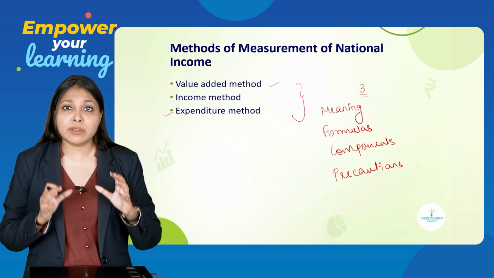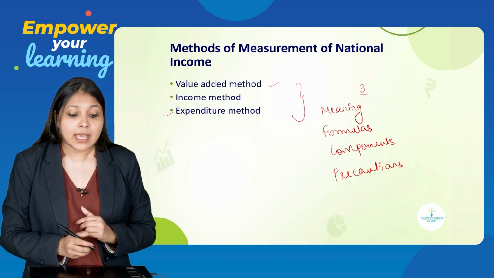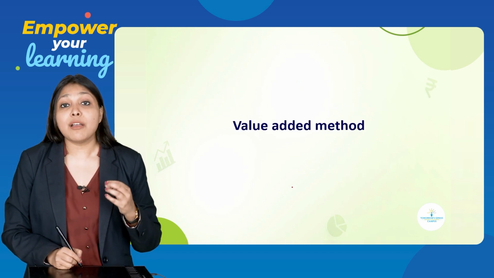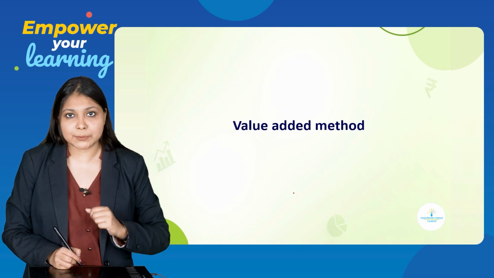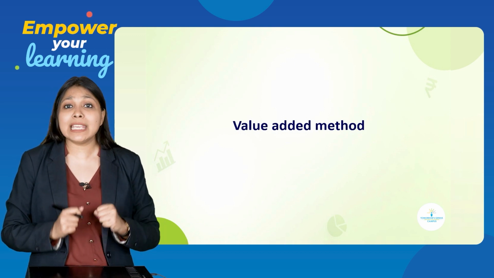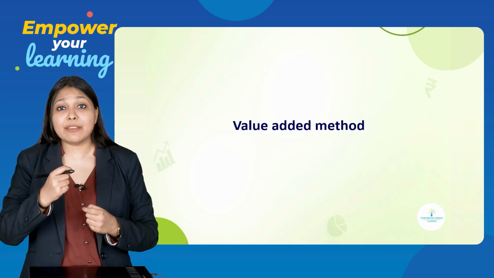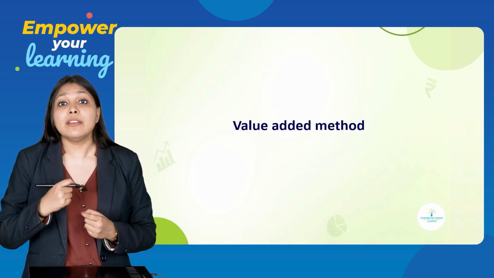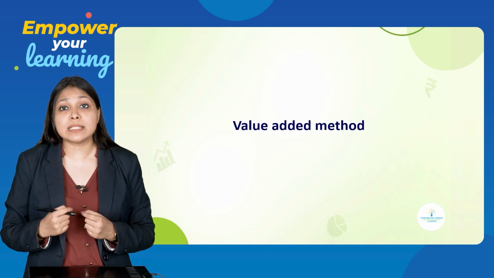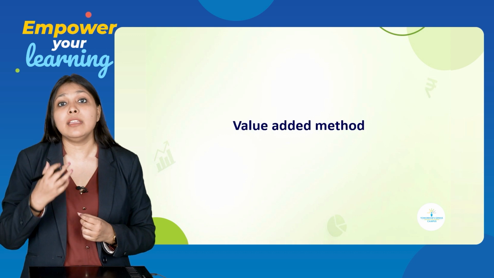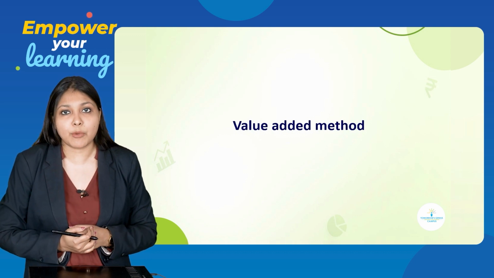One by one, we are going to see each and every method, starting with the first method, that is the value added method. Here, with the name itself, you can understand what is happening. Every particular commodity we are going to calculate on the basis of the value which we are getting after every production of the commodity.